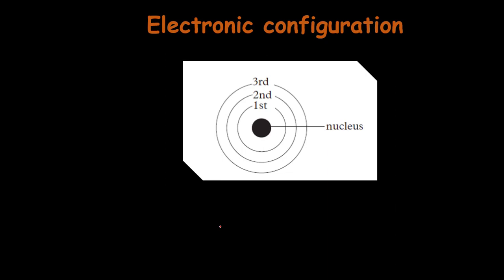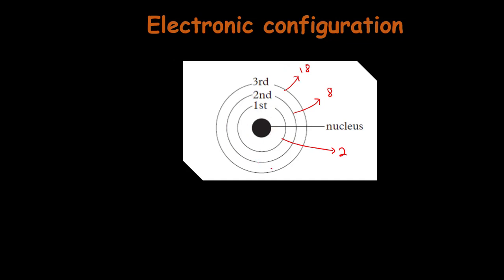So lastly, we have electronic configuration, basically how electrons are arranged around the nucleus. We know that electrons are always revolving in these energy levels, and the first energy level has a maximum number of 2 electrons it can accommodate. The second has a maximum of 8, the third has a maximum of 18, although we shall see some exceptions to that rule.